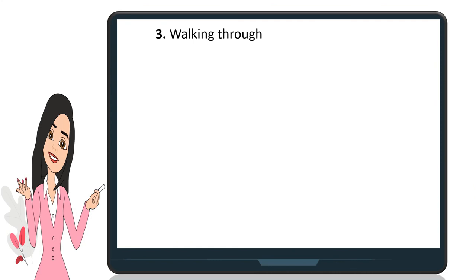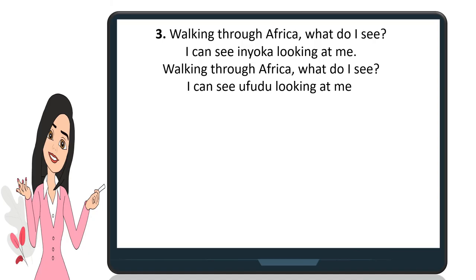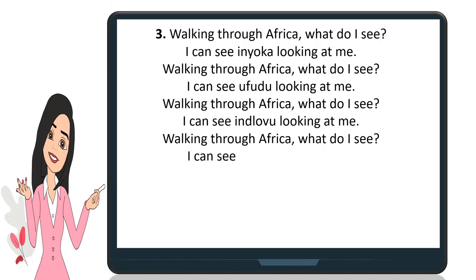Number three. Walking through Africa, what do I see? I can see Inyoka looking at me. Walking through Africa, what do I see? I can see Ufudu looking at me. Walking through Africa, what do I see? I can see Inlovu looking at me. Walking through Africa, what do I see? I can see Ikozi looking at me. Walking through Africa.